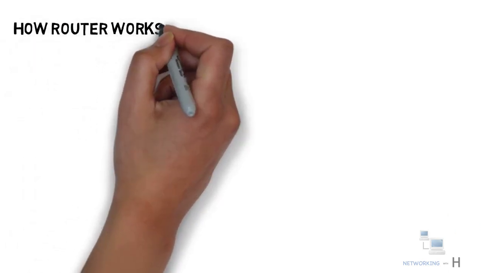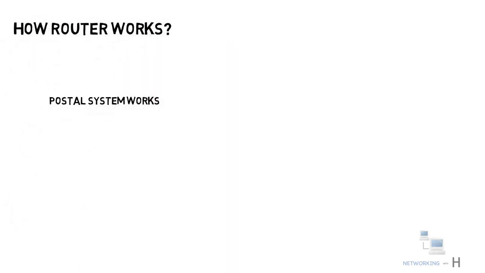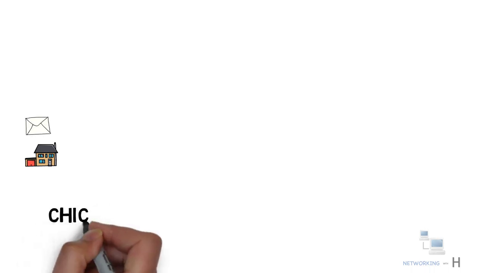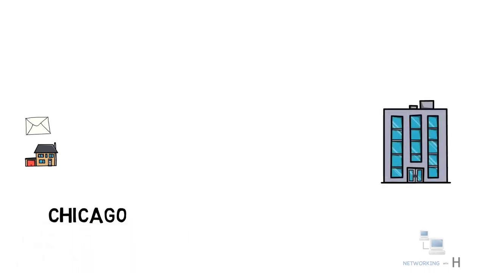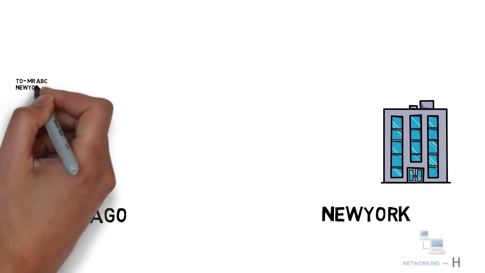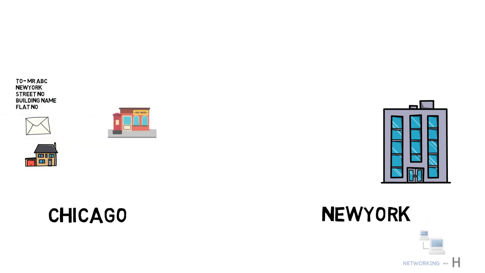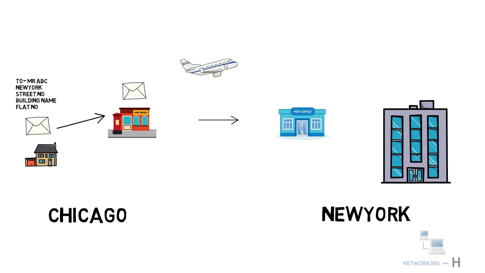Let's see how the router works. To understand how the router works, let's start with an example of how the post office system works. If a person wants to send a postcard to Mr. ABC from Chicago to New York, he needs to write the destination postal address of New York on the envelope. If such an envelope gets to the Chicago post office, it is checked against the destination postal address and forwarded to the New York post office. The New York post office knows where to deliver the envelope based on the destination postal address, which is local to New York.